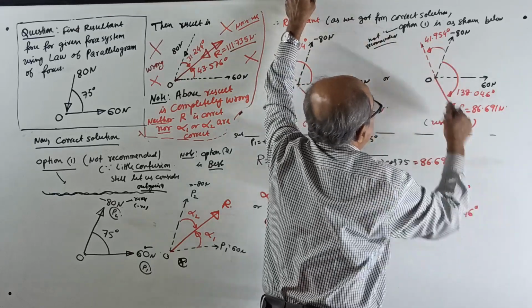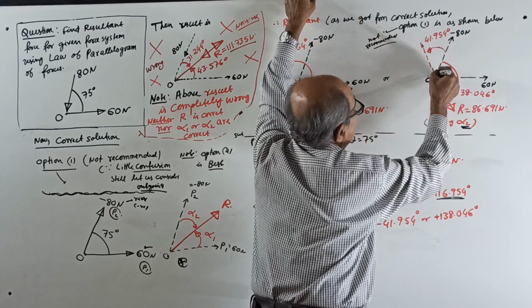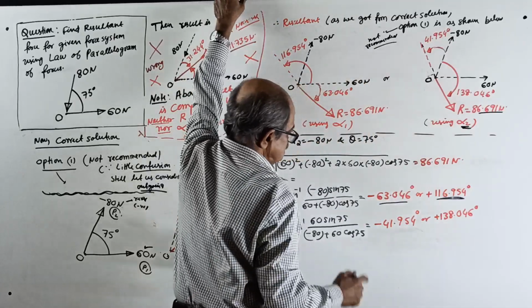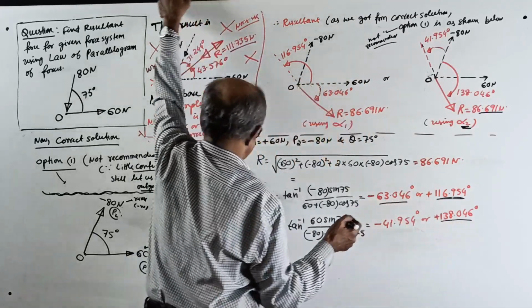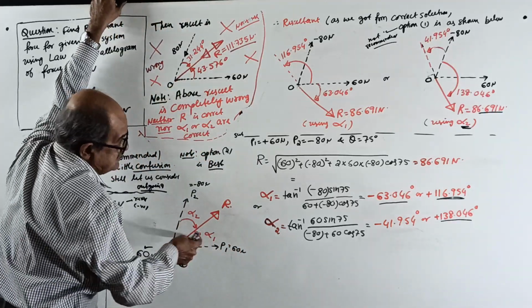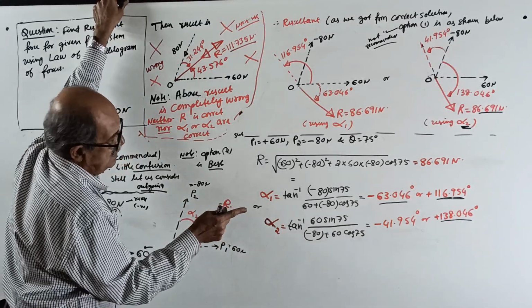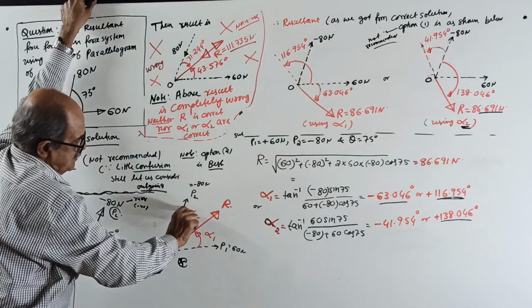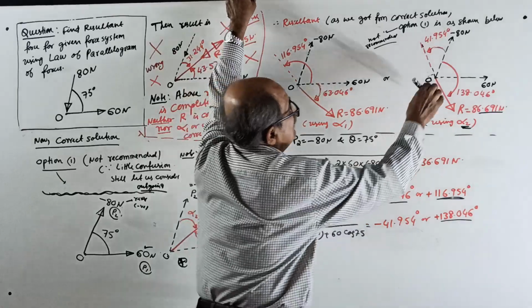The resultant should be outgoing. You can't put it this way. You can't put it that way. It should be outgoing. Okay, 86.917 Newton. Or the second answer, 138.046. We took alpha 2 from P2 in the clockwise direction, and you got the answer 138.046. But this angle is only 75 degrees. So from here you go 75, you have to go further so that it will come somewhere here.